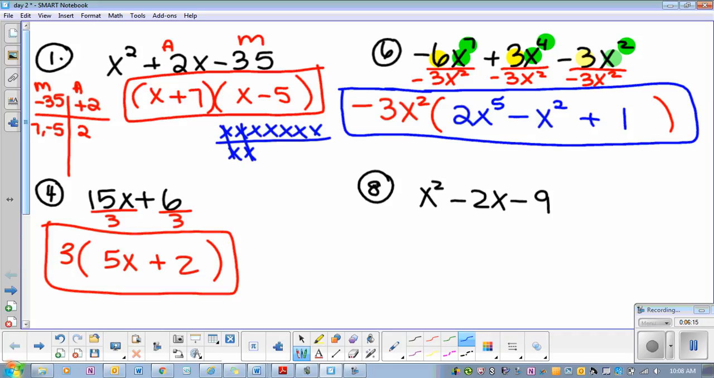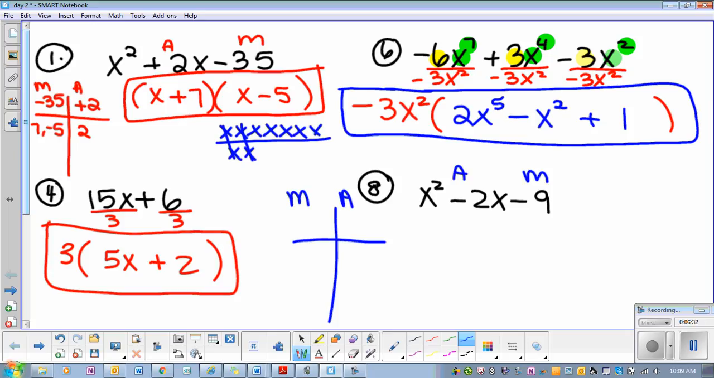But that's a good way to transition into number 8. Number 8, we have x squared minus 2x minus 9. So there's no GCF. This looks like it should be AM, right? Okay, so let's do that. Let's try AM.